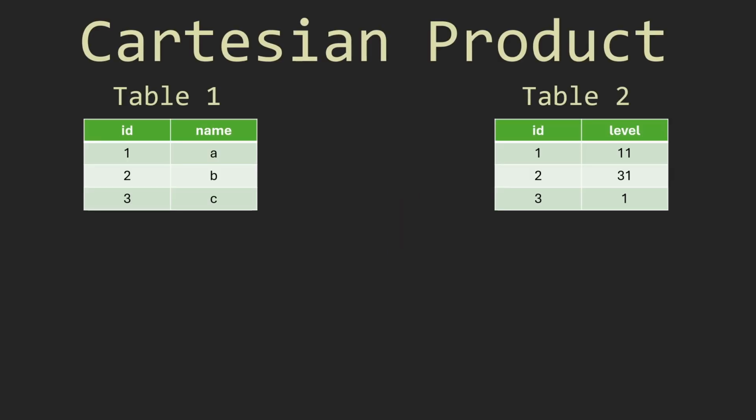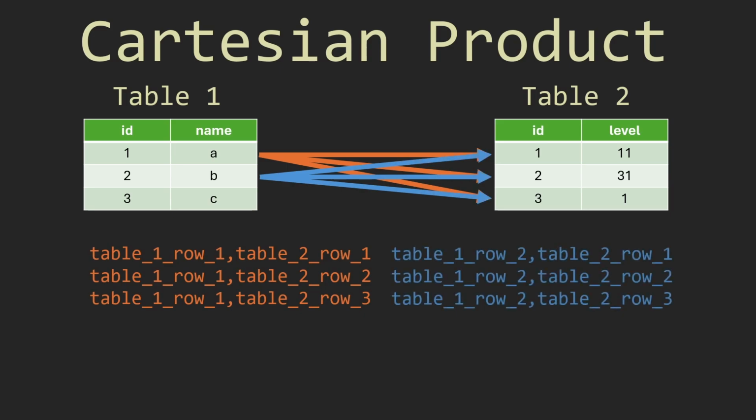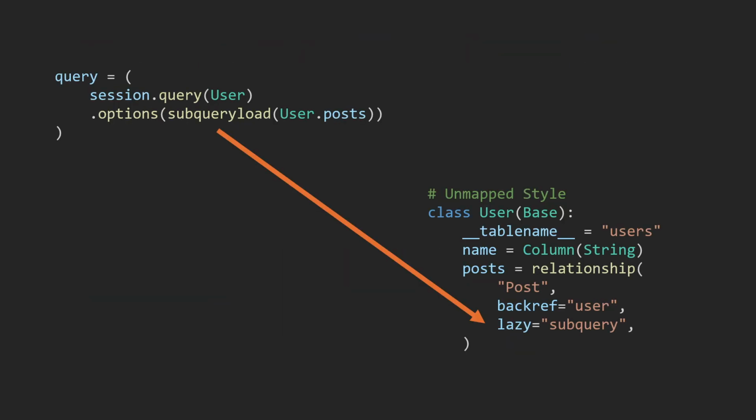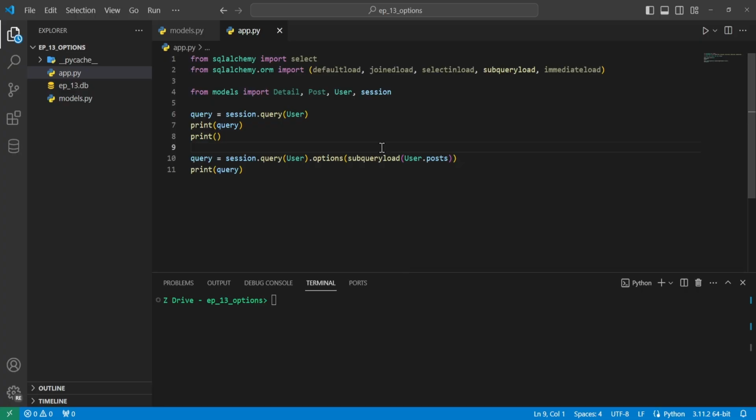And the Cartesian product is a cross join that returns all the rows in all the tables listed in the query, where each row in the first table is paired with all the rows in the second table. And this can happen when there is no relationship defined between the two tables. But the subqueryload is the equivalent of saying lazy equals subquery on the relationship. And so here we just changed our joinedload into subqueryload. And we go ahead and run this again.